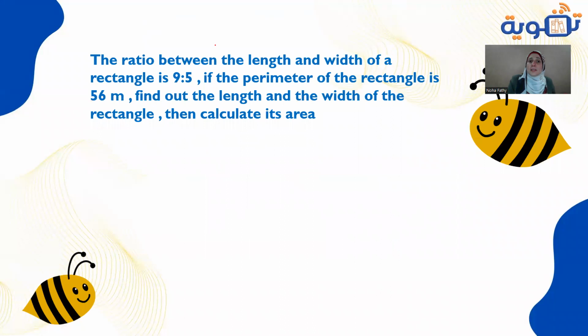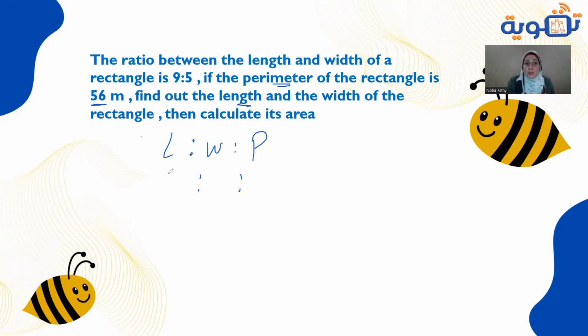The ratio between the length and width of the rectangle. So I'll write length to width, and he said perimeter, so I'll write perimeter. What is the ratio? The real perimeter is 56. I want to find out the length and width and calculate the area.